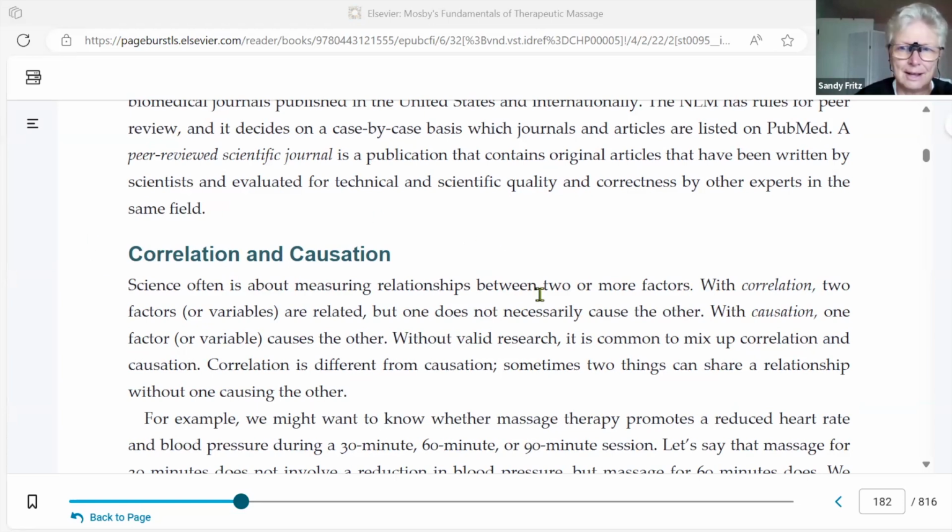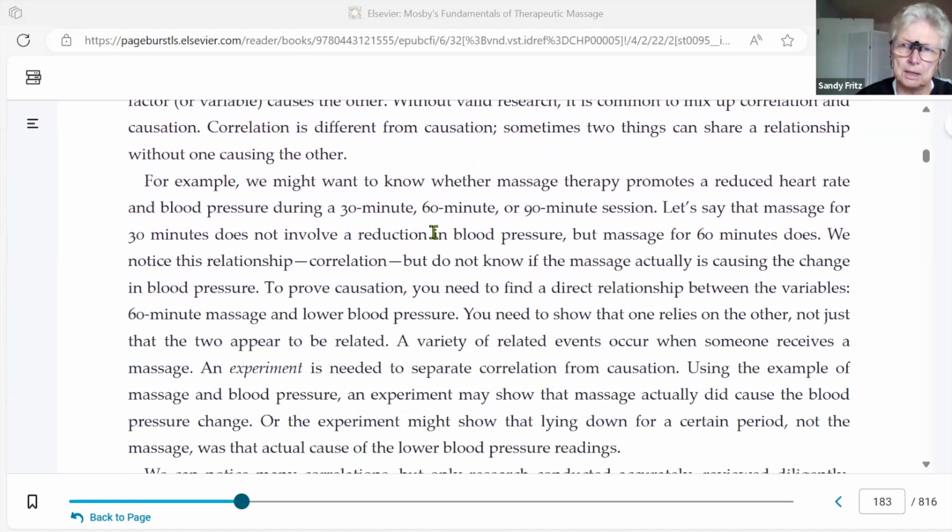Correlation is not evidence-informed. And a lot of the anecdotal type stuff, or "I did this thing and it helped," or "here's how I did that and here was the result," that's more of a correlation. And we got a lot of that in massage, so don't fall for that. You want to look for causation. And that's what an experiment, a scientific experiment, is supposed to do.